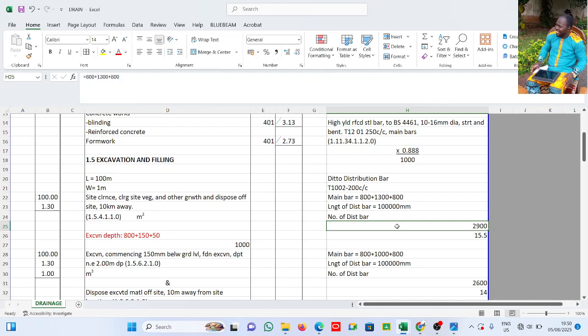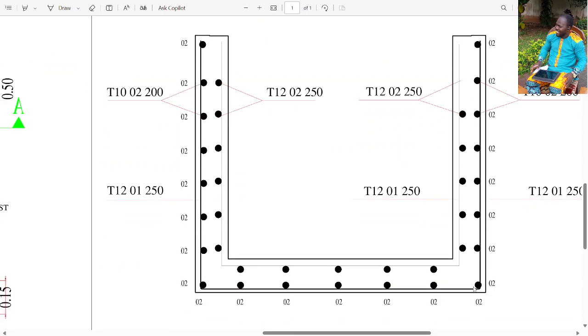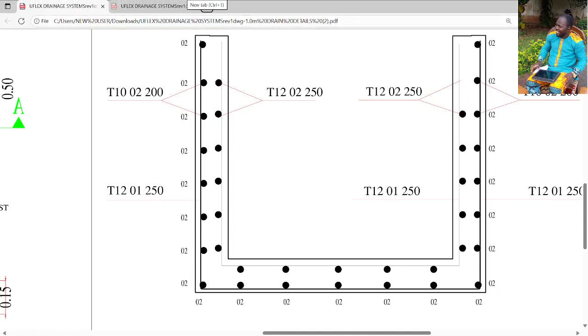Remember, the distribution bar is running the length of the main bar, and from the drawing we have two main bars. We have one in the external, which is the longer one, and we have the one in the internal, which is the shorter one. Now they cannot be the same thing. And of course, the number of distribution bars on the internal drain is less than on the external drain. You have to pay attention to these details when it comes to measurement.